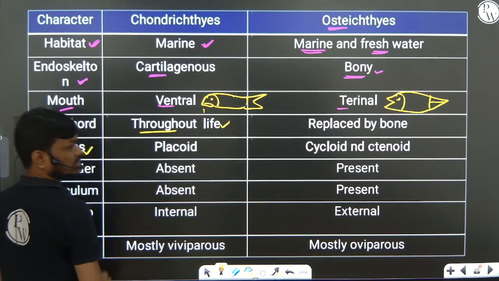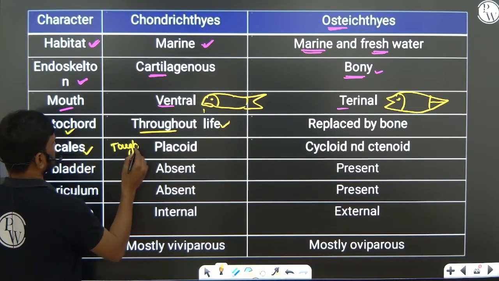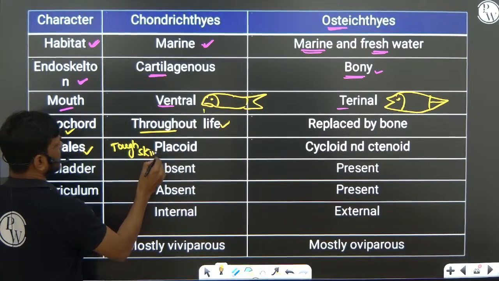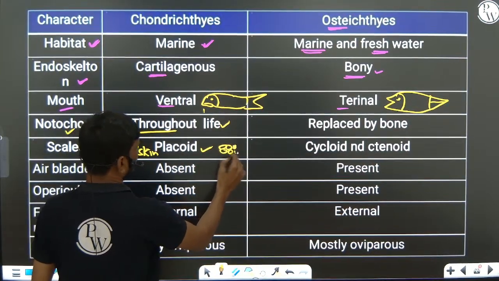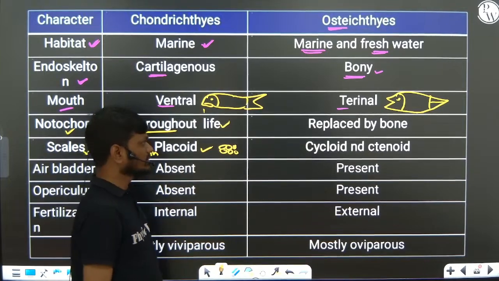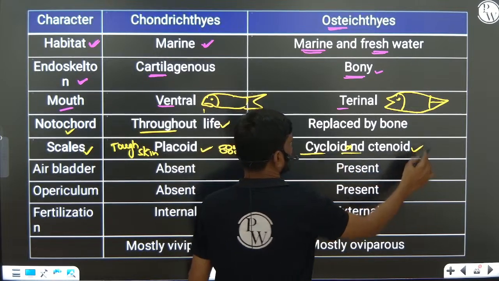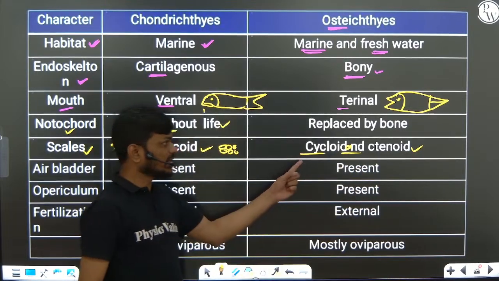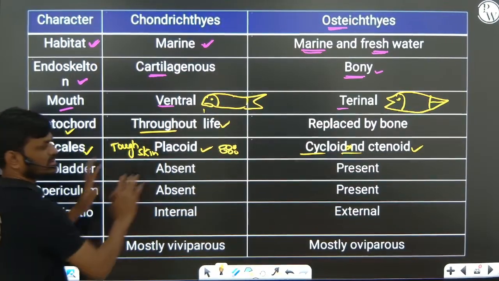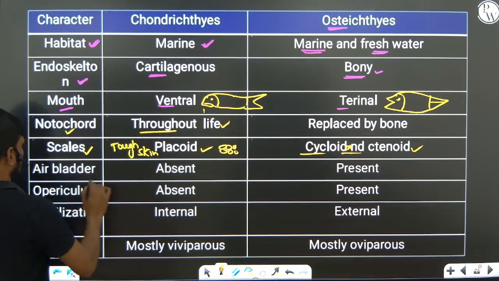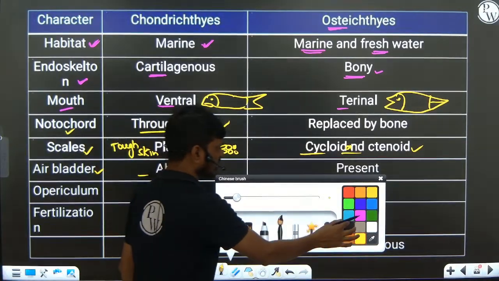Scales. In Chondrichthyes the skin is tough and covered by placoid scales. In Osteichthyes, cycloid and ctenoid type scales are present. In Chondrichthyes only placoid scales are present. Air bladder is absent. There is no air bladder in these animals.